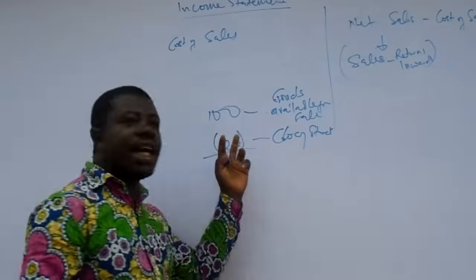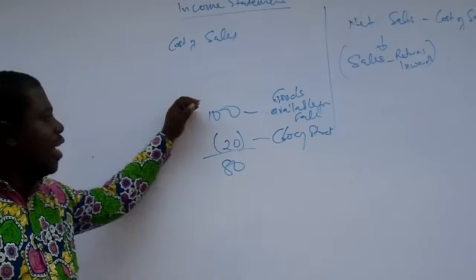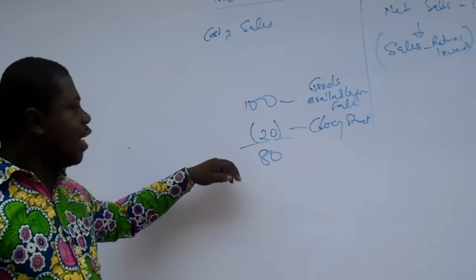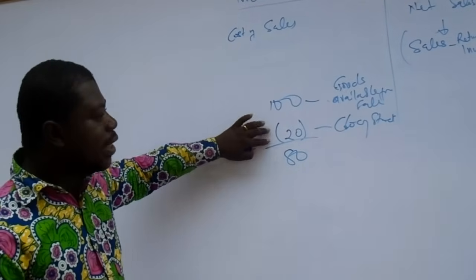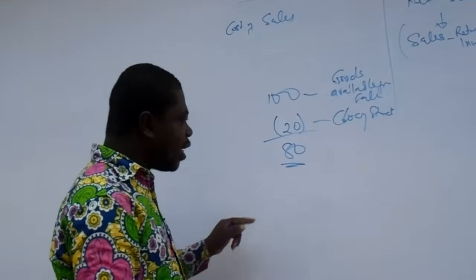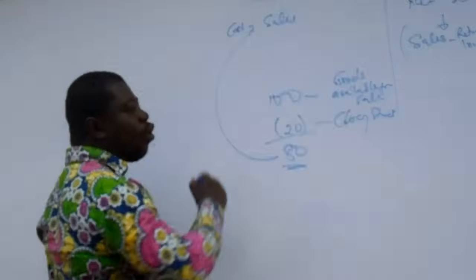So that is the goods that I had available for sale. If this is the cost of the goods that I had available for sale, and at the end of the day I had 20 cedis of the stock remaining, then it means that I sold 80 out. And so this 80 is what we call cost of sales.